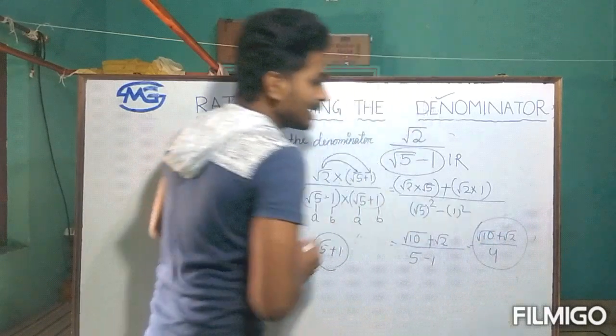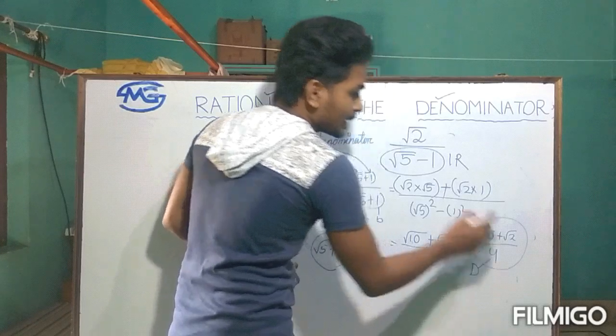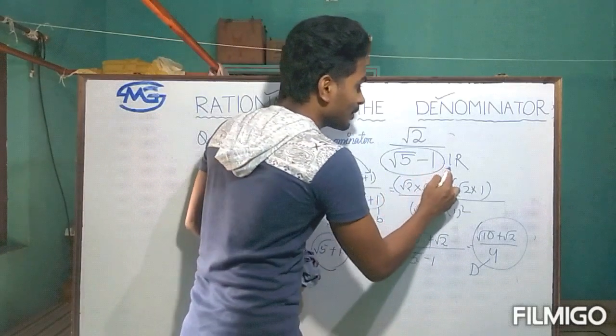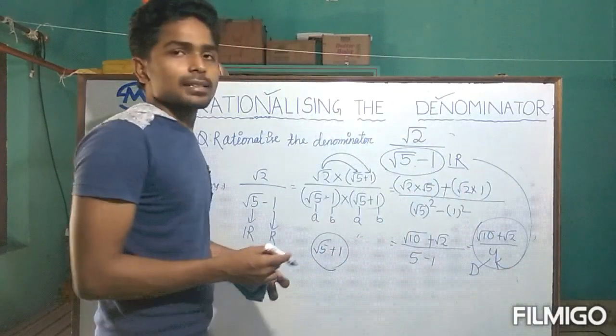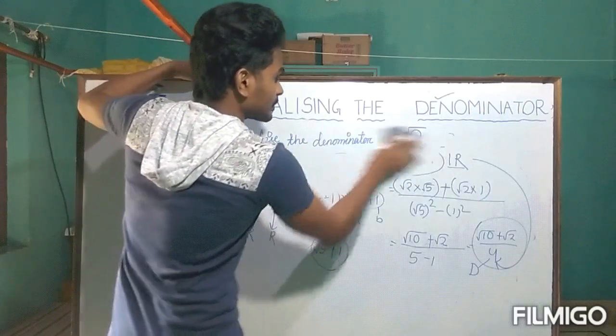So now we get that in this fraction the denominator is 4, and 4 is a rational number. So we can easily convert an irrational number into its rational form. This is known as rationalization. Understood? So let's have one more question.